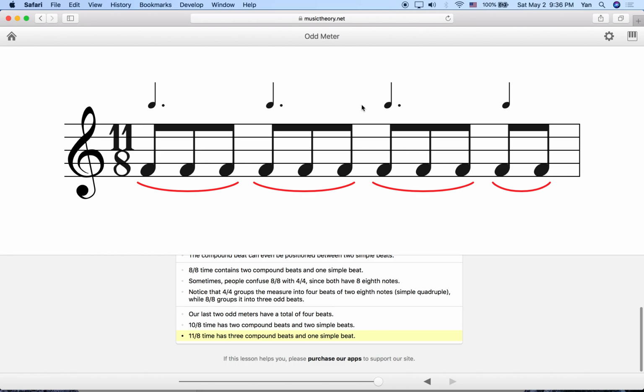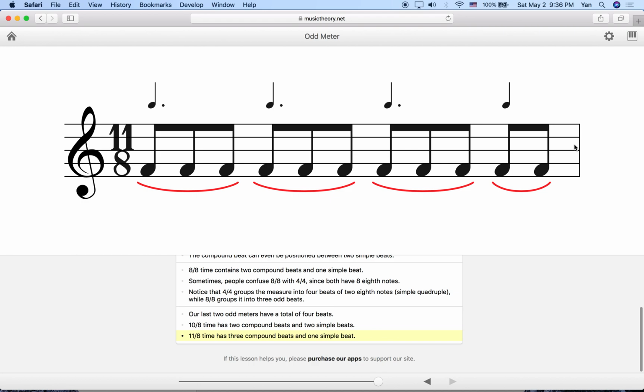Okay, so just go through these lessons and practice this some more. Odd meters can be a little tricky and a little confusing at first, but if you practice them, you'll get the feel for it. And just remember, the math of it, the way that we can fill up one bar, is important, but the most important thing is not just the math of it, but rather how it feels.